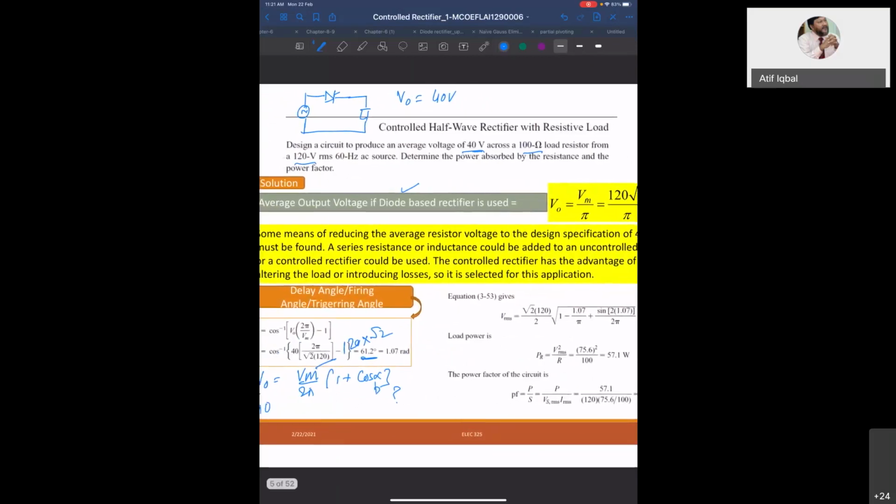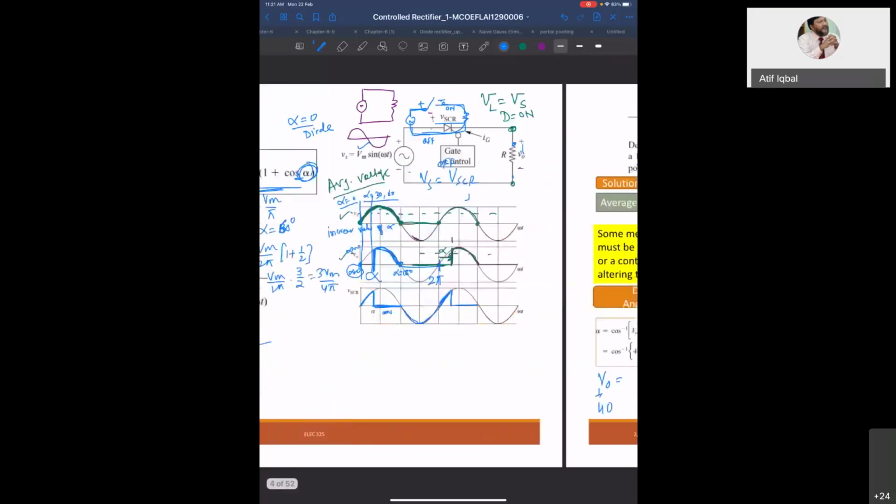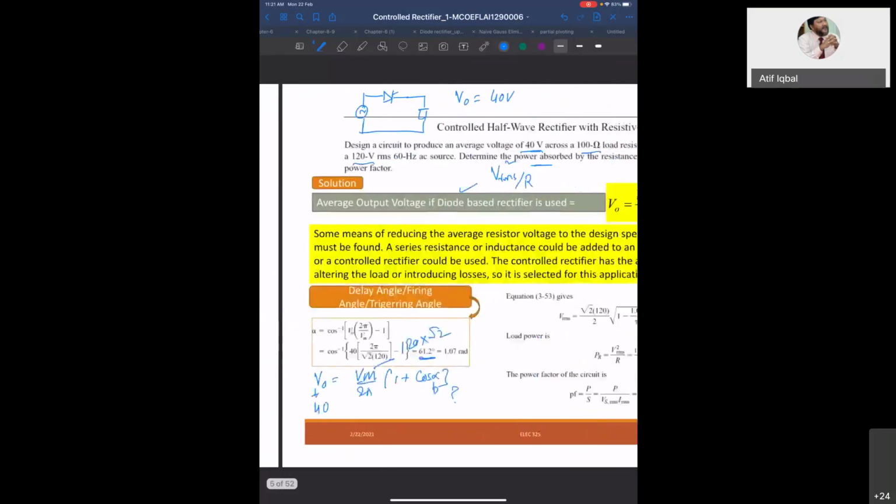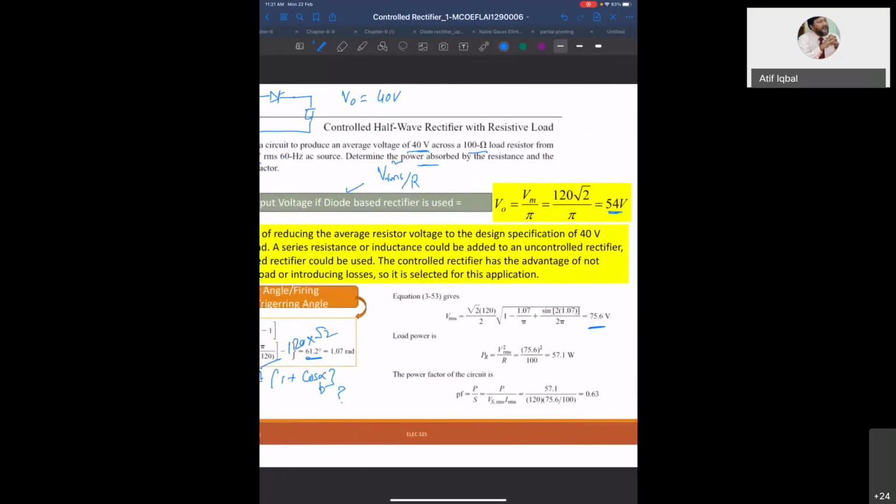Next, you have to find out the power absorbed. To get the power absorbed, you have to find Vrms square by R. To get Vrms, there is also a formula for Vrms. This is the formula for Vrms. So use this formula to get the Vrms voltage, and from there you calculate the power loss. And then power factor is P upon S. So P upon S, you get 0.63. Understand?